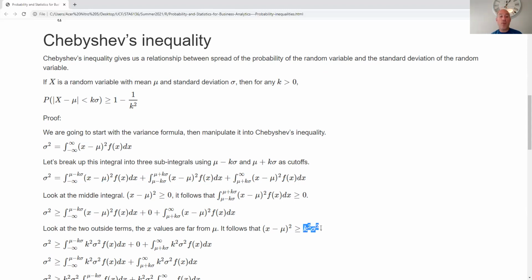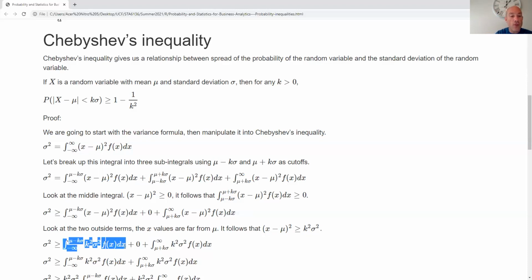So this comes from the fact that I know that I'm either far to the left of mu minus k sigma, or I'm far to the right of mu plus k sigma. If you work with it a little bit, you think about it for a little bit, you'll see that this has to be the case, that this inequality is true. Okay, well, what I'm going to do, I'm going to do another inequality step where I know that this part has to be greater than or equal to this.